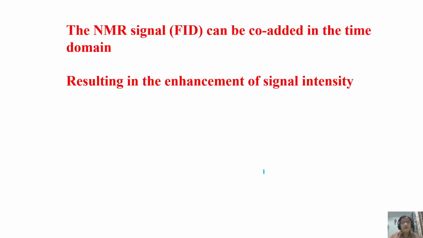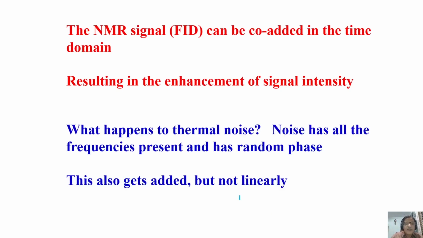Okay. So now the question is, I collect one time domain signal, FID. Signal is very poor, let us say. Intensity is not very good. I have to enhance the signal intensity. Can I do that? Can I keep on adding the signal once, twice, thrice like that, keep on adding? Is it possible to do? Yes, you can do that. NMR signal can be co-added in time domain.